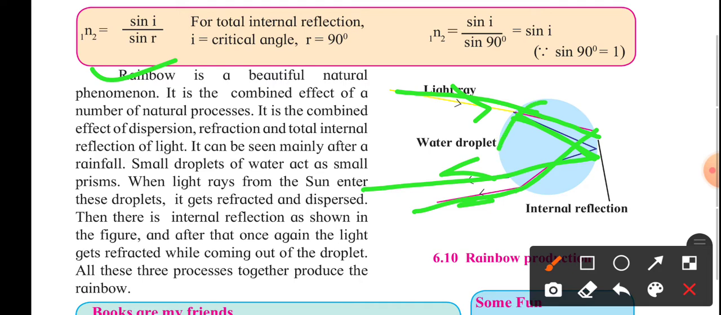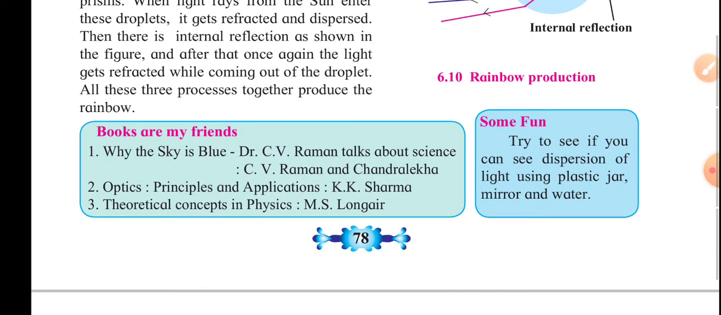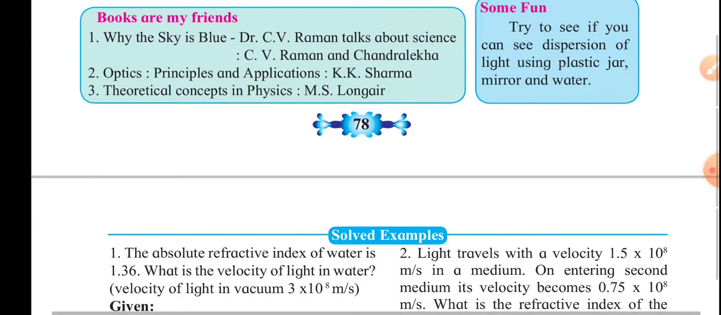And this is the water droplet. When the rain occurs, small droplets of water are present in the sky or in the clouds, and when sun rays fall on those droplets, they undergo total internal reflection, and the dispersion of light takes place inside the droplets and the rainbow gets formed. So this is all about this particular chapter. In the next video, we are going to see the exercise and the numericals of this chapter.